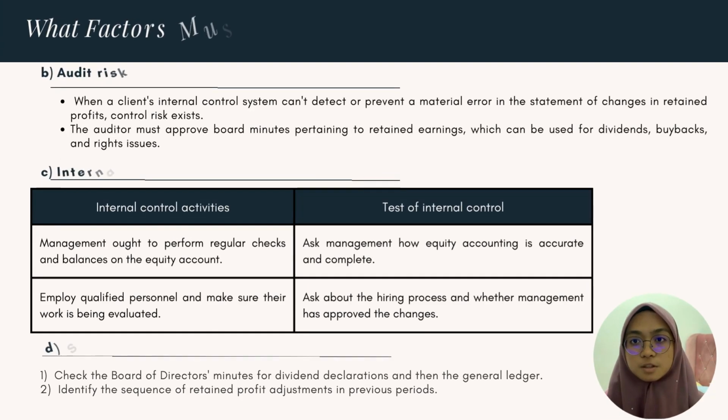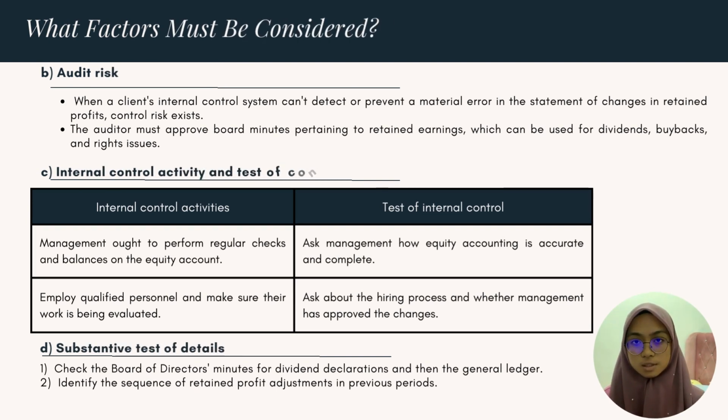The second factor that must be considered to audit retained earnings is audit risk. When a client's internal control system cannot detect or prevent a material error in the statement of changes in retained profit, control risk exists. The auditor must approve board minutes pertaining to retained earnings, which can be used for dividends, buybacks, and rights issues.